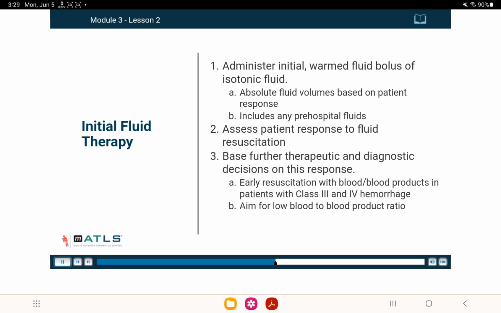Early resuscitation with blood and blood products must be considered in patients with evidence of class 3 and 4 hemorrhage. Early administration of blood products at a low ratio of packed red blood cells to plasma and platelets can prevent the development of coagulopathy and thrombocytopenia.